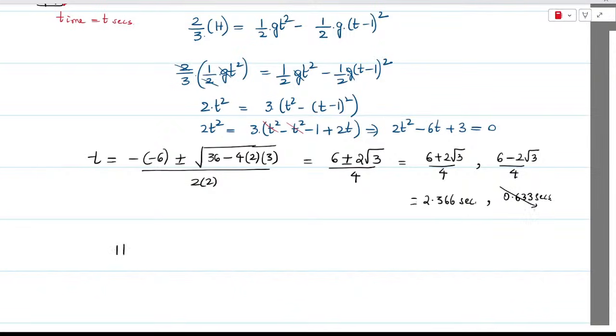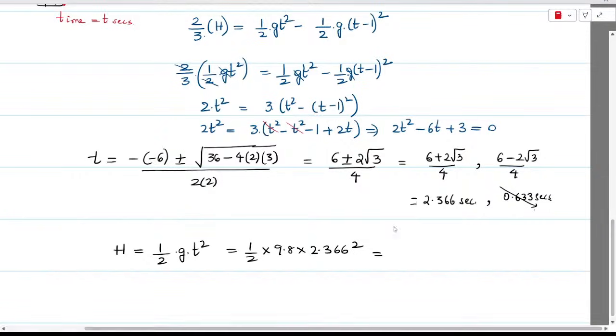So the height h can be computed. h is equal to half into g into t square, that is half into 9.8 into 2.366 square. So upon calculation, this is equal to 27.45 meters.